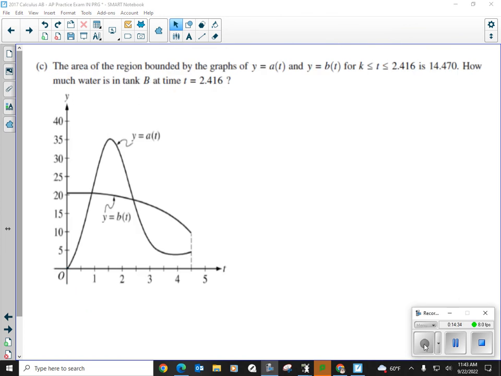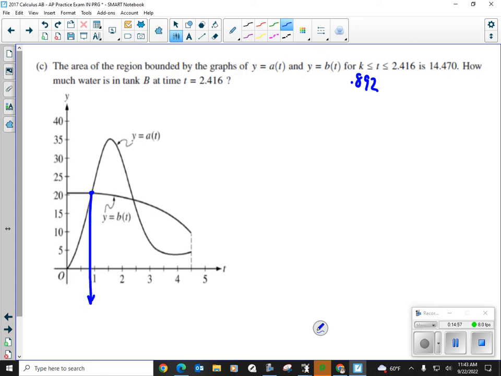Part C, 2C: the area of the region bounded by the graphs of A(t) and B(t) from K to 2.46 is 14.470. We now know K is 0.892. So between here, which is 0.892, and here, which is 2.416. This whole area. The area of the region bounded by the graphs.